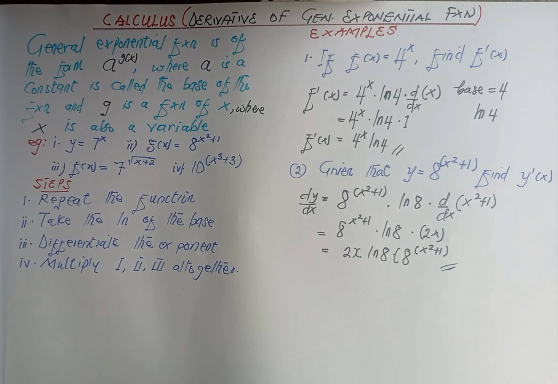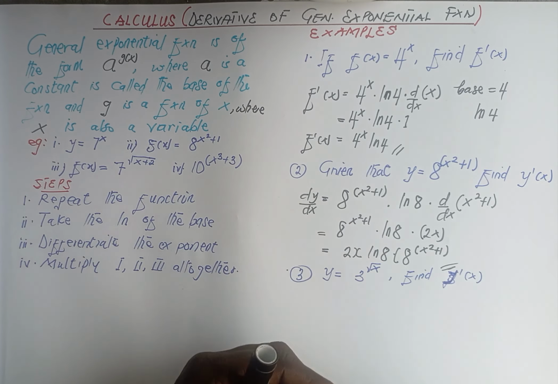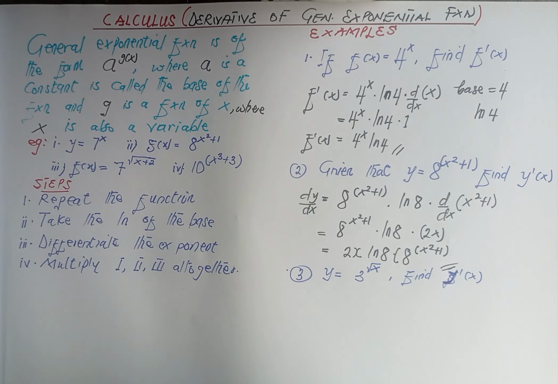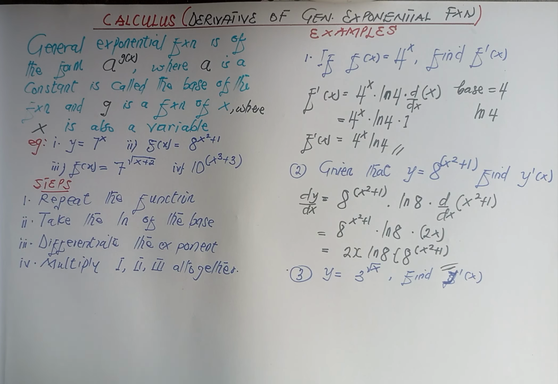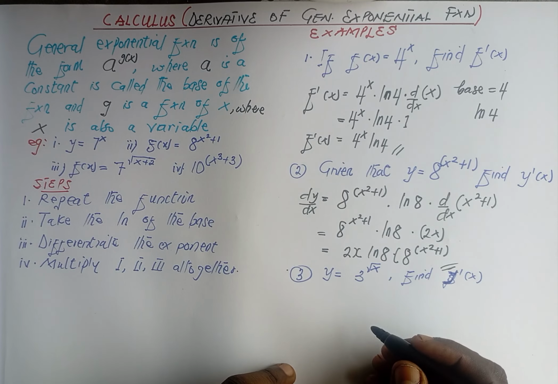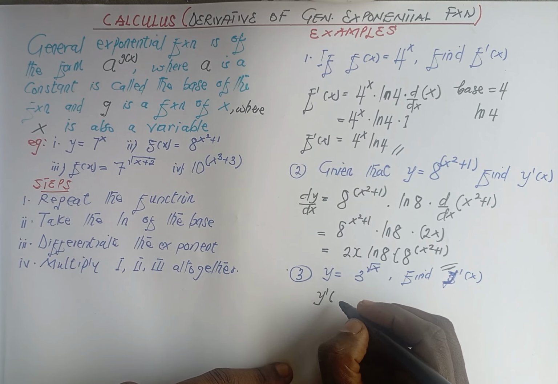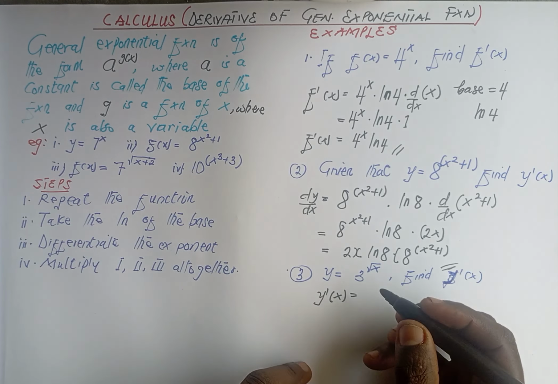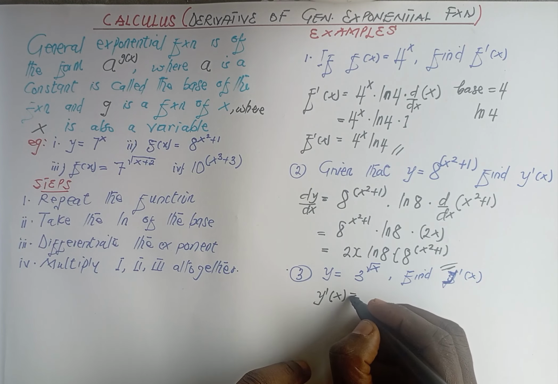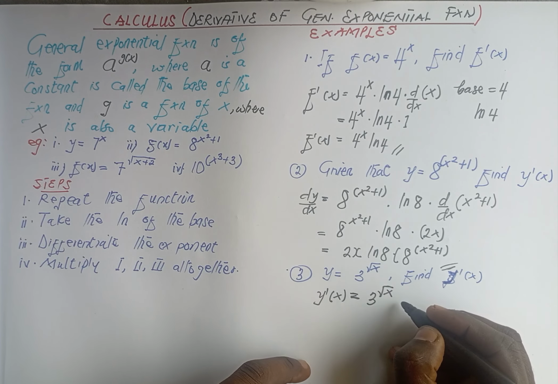We take our next example. We have the function 3 to the power root of x, and we have to find the derivative. It is a general exponential function, so we apply the rules. We know that our derivative, y prime at x, is we repeat the function. The function is the whole of this, so let's repeat that: 3 to the root of x.